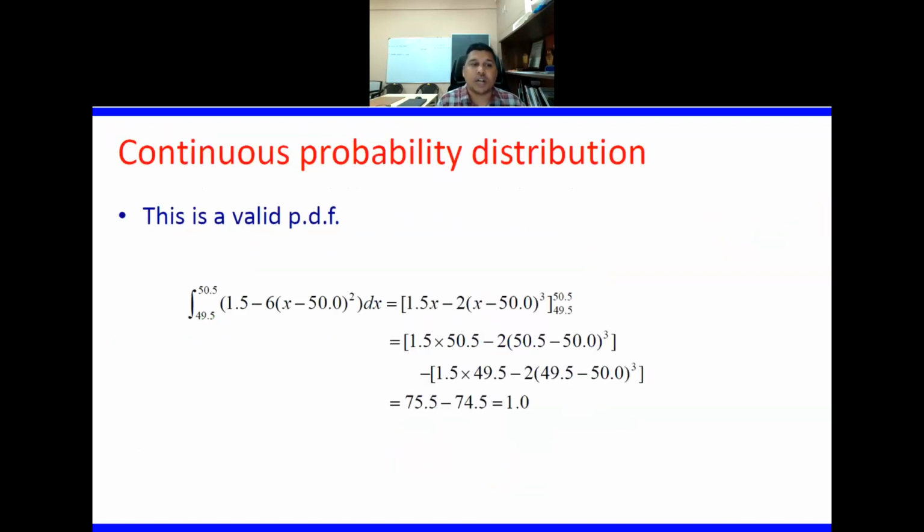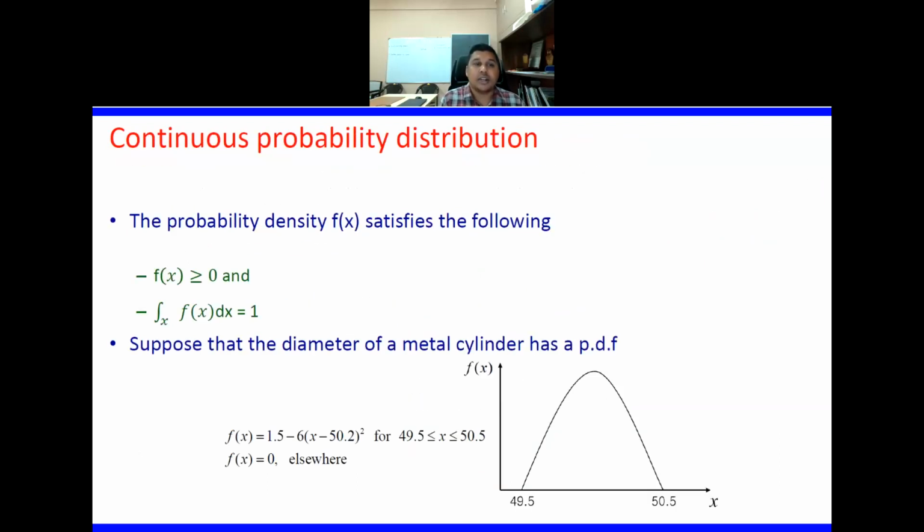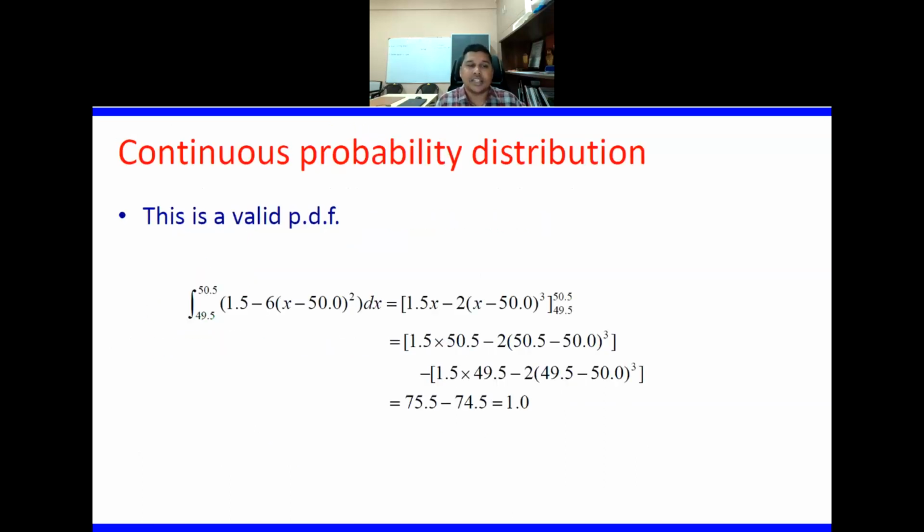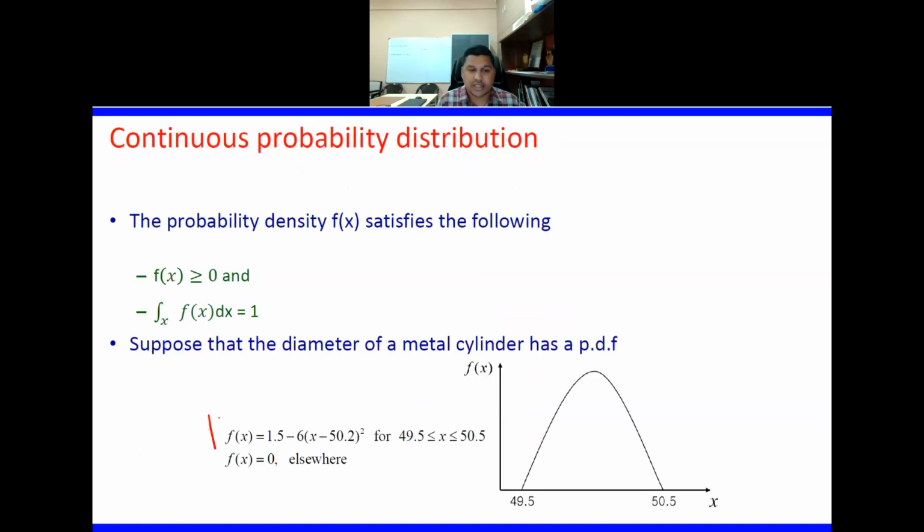In this case, what is the condition here? The condition for this f of x to be a continuous probability distribution is that f of x should be greater than 0 and the integration of f of x should be 1. So if I see here, integration of this, this is A, this is B. If I do the integration, you know how to do this integration. Substitute these values in both, you get the value as 1. So we can say this example function is a continuous probability distribution function.